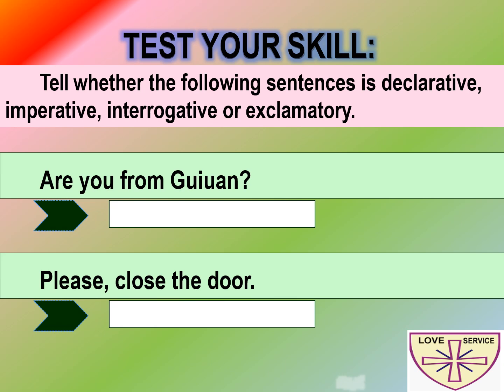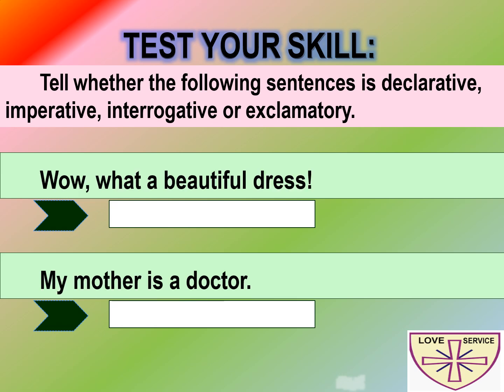Fifth one, are you from Guyana? Sixth one, please close the door. Seventh one, wow, what a beautiful dress. Last one, my mother is a doctor.